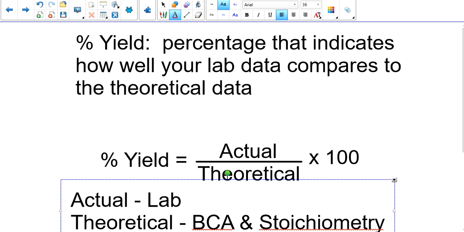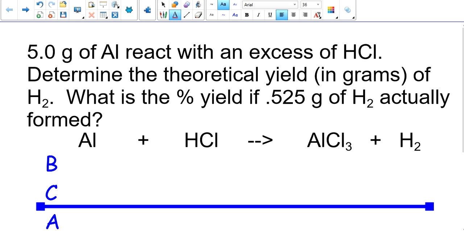So I want to give you an example of how we can use this percent yield by looking at the previous problem here. So I've got a problem much like what we had in the previous videos. I've got 5 grams of aluminum react with an excess of hydrochloric acid. It says to determine the theoretical yield in grams of hydrogen. Then it says, what is the percent yield if 0.525 grams of hydrogen actually formed?